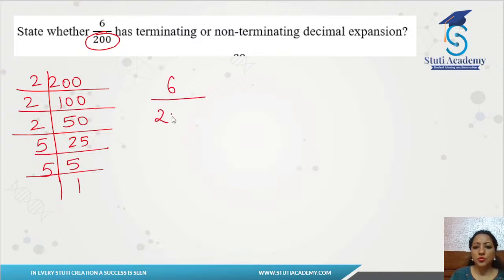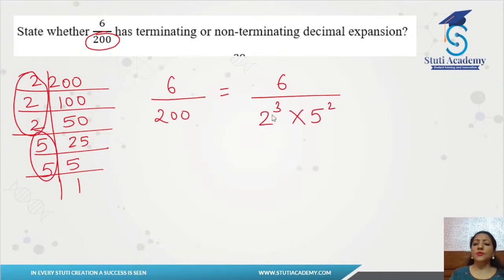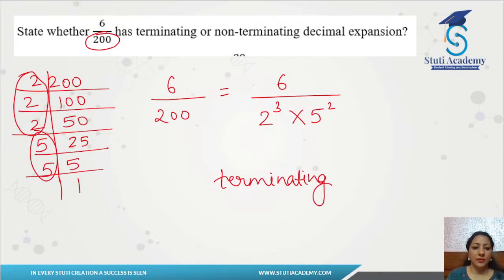So 6 upon 200, we can write it as 6 upon 2, if I'm multiplying by itself 3 times, I'll get 2 cube. And this is 5 square. So this is of the form 2 raised n, 5 raised n. Here the prime factors we have are 2 and 5 both, and please notice nothing else except that. So we can say that 6 upon 200 has a terminating decimal expansion. Have you all understood, children? Okay, great.